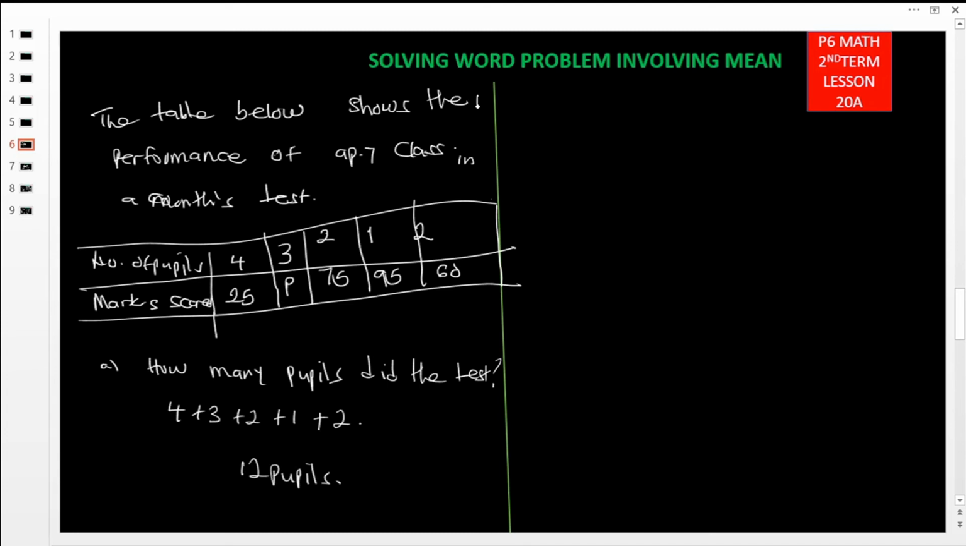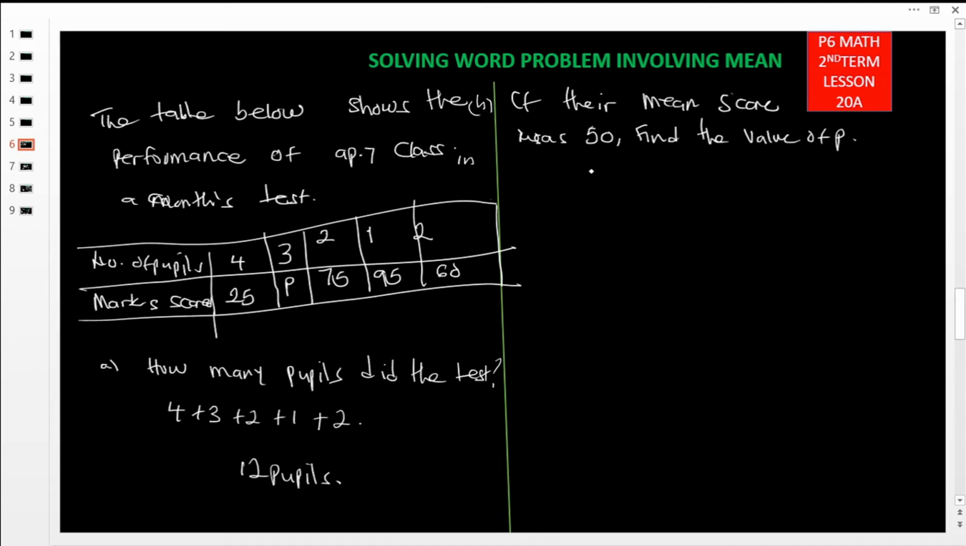So they are 12 pupils who did that test. Now part B, this one is the most challenging part. They are telling us that if their mean score was 50, find the value of P.